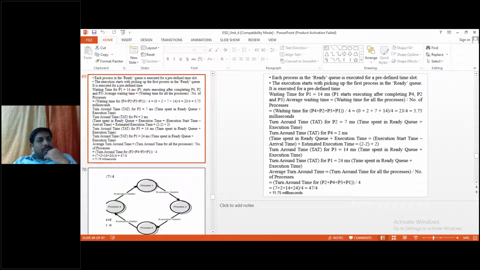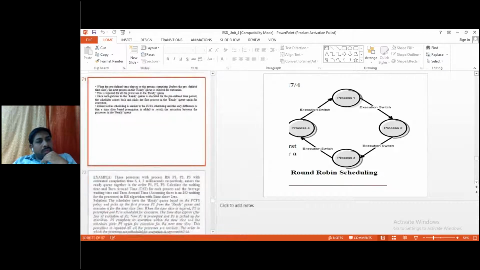Turnaround time for P2 is 7 milliseconds. Turnaround time for P4 it is 2 milliseconds. Turnaround time for P3 it is 14 milliseconds. Turnaround time for P1 it is 24 milliseconds. And the average turnaround time is coming out to be 11.75 milliseconds.